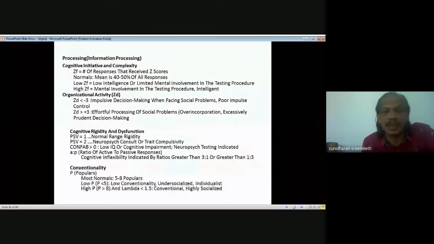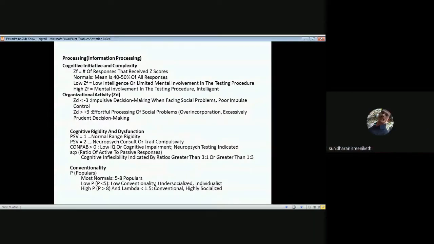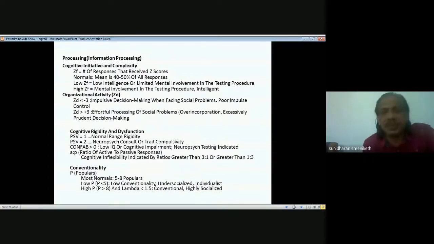Then conventionality, that indicates whether the patient is under-socialized or socialized, or highly socialized, etc. Whether the patient follows conventional thought or conventional behavior in his social interaction or in his thought process, etc. Okay, so conventionality is very important to know his personality trait, especially introverted or extroverted, etc.